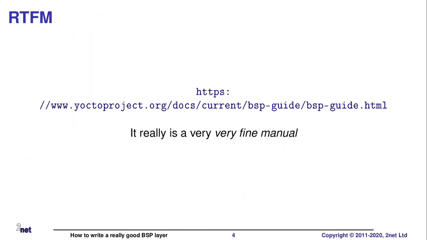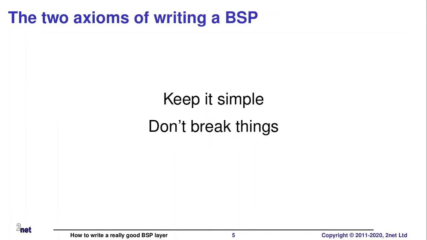So point number one then is RTFM. Go to this place here. It is a very fine manual. So that's the way you need to start. And then what I've done is I've broken it down into basically two things that you need to do if you are a BSP writer. And it's quite simple. You need to keep it simple, which is good for everyone, and you need to not break anything. Not breaking things is probably the more tricky bit.